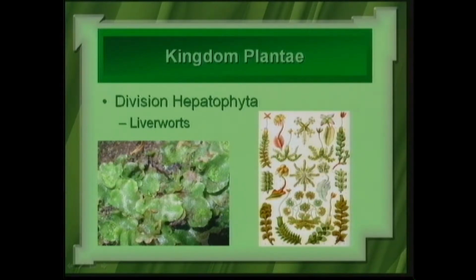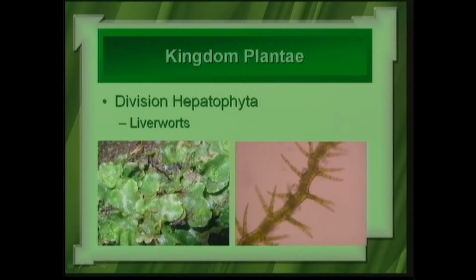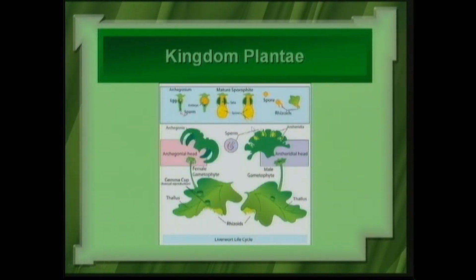So here you see the liverworts. This is actually a thalloid liverwort that has the green, growing part in this thallus structure. And you also have leafy liverworts where you have leaf forms, but these aren't really true leaves, just like on the mosses. Mosses don't have true leaves, but they do have leaf-like structures. And here's a life cycle of a liverwort called Marchantia.